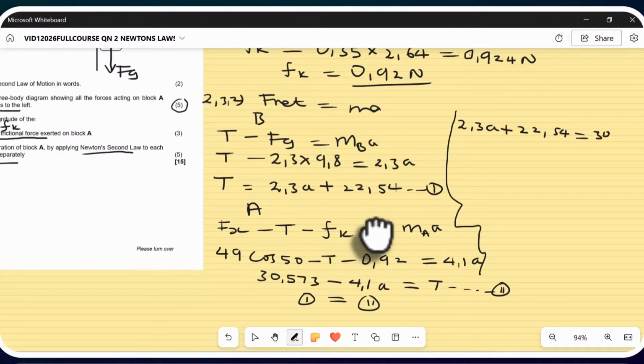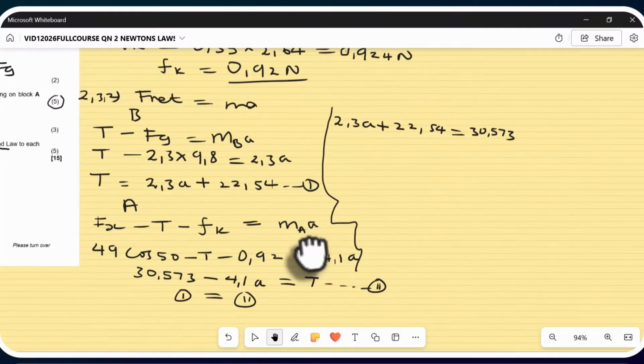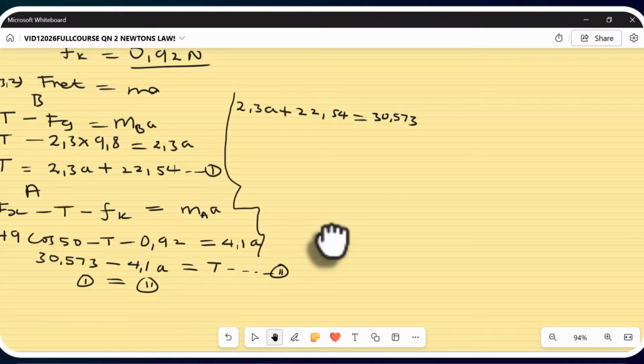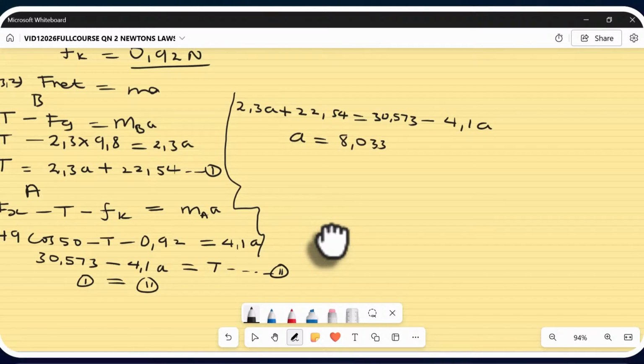Now if I click like times here, I'm getting my acceleration equals 8.033 divided by 6.4. And then lastly, my acceleration equals 1.26 meters per second squared. Because they said they want magnitude, they don't want direction. Okay, hope we are together.